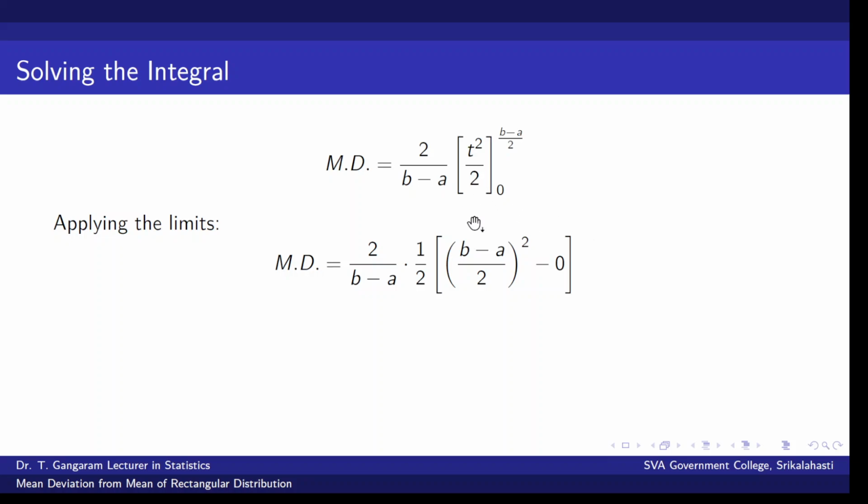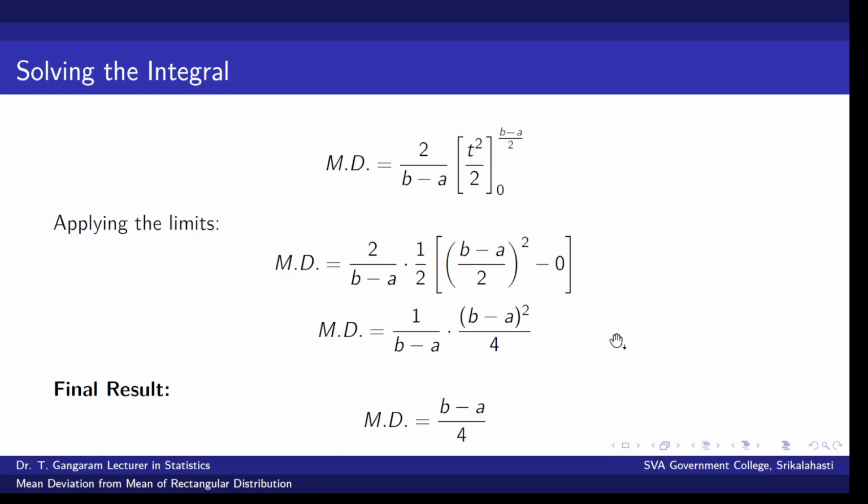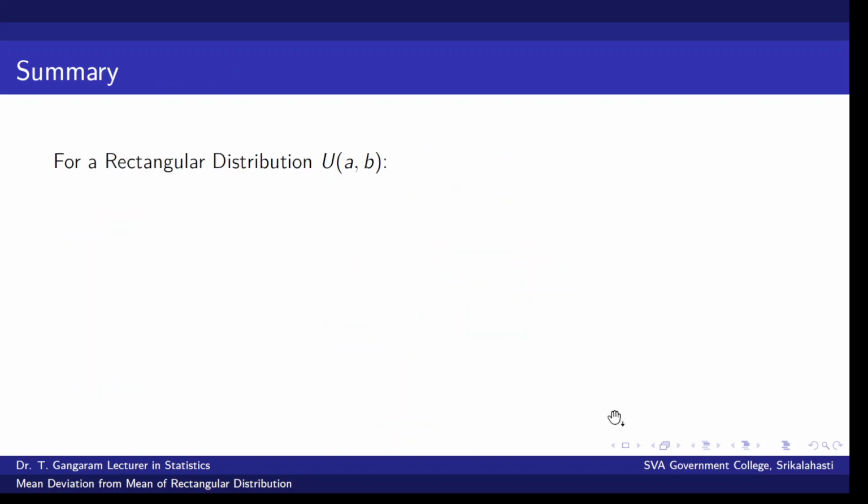Substitute in this form: (b minus a) by 2 whole square minus 0. Here the 2 into 2 becomes 4. The 2s get cancelled, the outer 2 and this 2 get cancelled, and one (b minus a) and the other (b minus a) get cancelled. The final result is (b minus a) by 4. This is the mean deviation about mean of rectangular distribution.